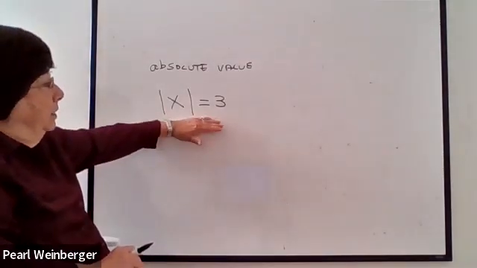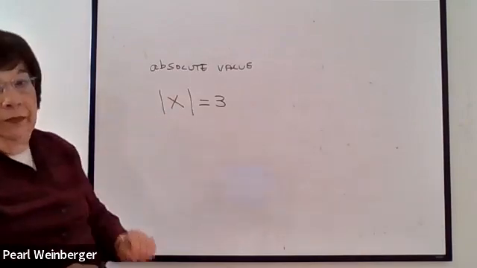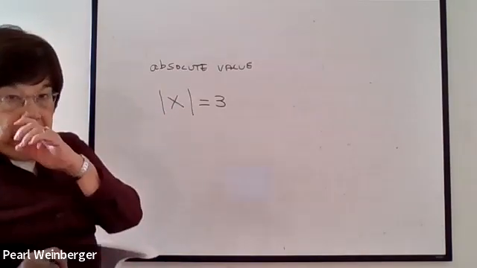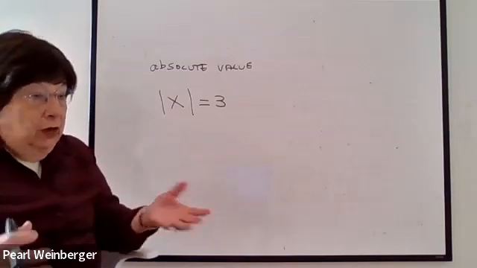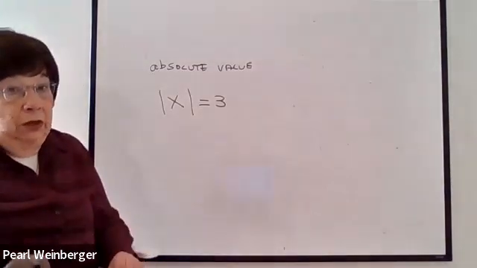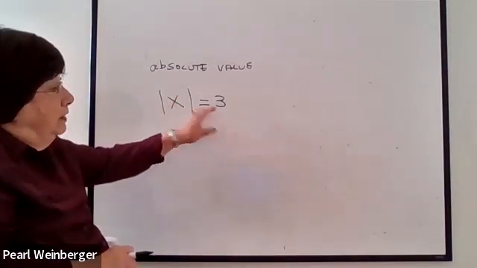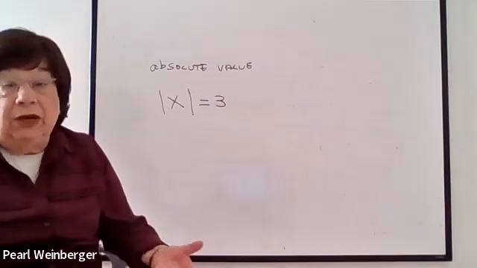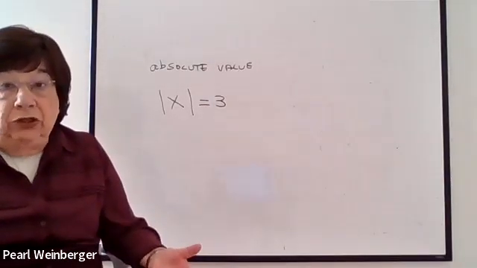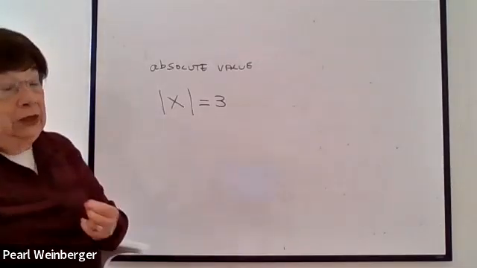Okay, so let's go back to this. We have the absolute value of x is equal to 3. What does that say? I have this variable, I don't know what it means. I have an unknown number. I don't know what it is. All I know is after I take its absolute value, which means after I drop its sign, I'm left with 3. Well, there could be two possibilities.